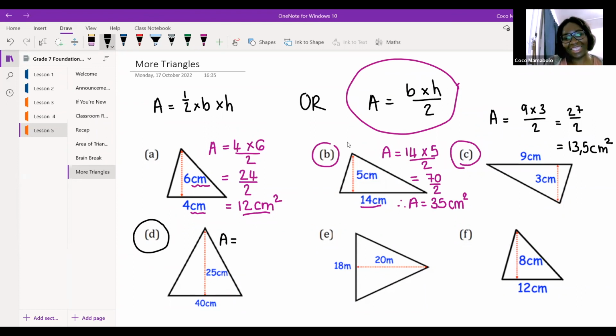Area is equal to 40 centimeters times 25 centimeters divided by 2. And 40 times 25 is 1,000. Divided by 2. Therefore, area is equal to 500 centimeters squared. Well done, Bokang.